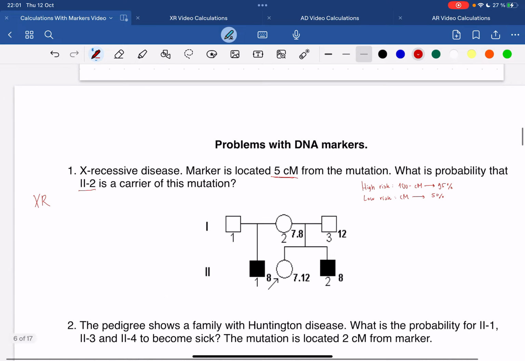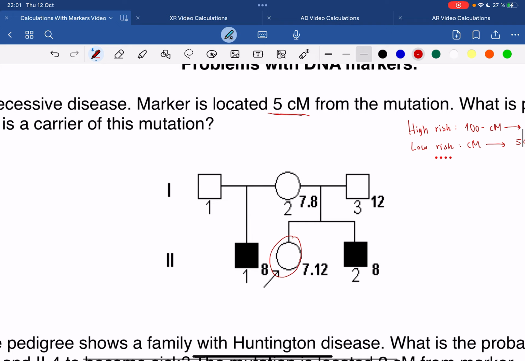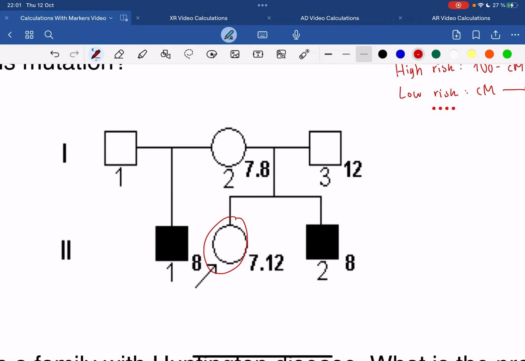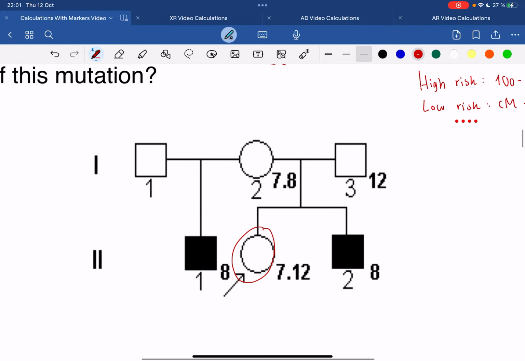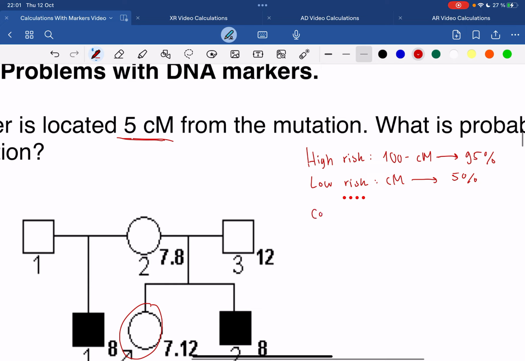Now we want to know if 2,2 is a carrier, so it's this person. In this case, we can see that the markers have been marked. Sorry, we're using numbers as markers instead of letters here. So let's start with also writing down the common marker for affected, the one that they share between themselves. In our case, they have an 8 each. That means that the 8 is probably the marker for affected individuals. So that immediately you have to write down because it makes everything a lot easier.